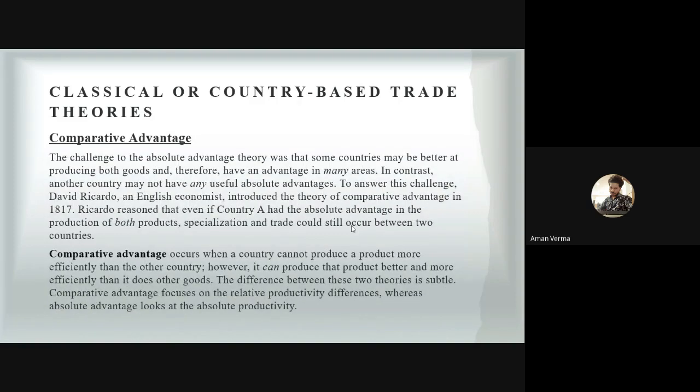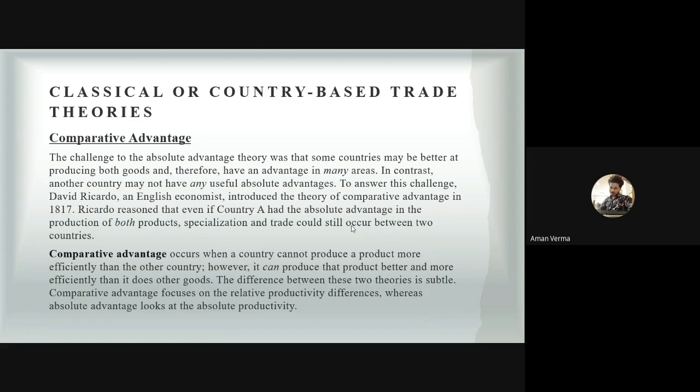The challenge of the absolute advantage theory was that some countries may be better at producing both goods and therefore have an advantage in many areas. In contrast, another country may not have any useful absolute advantages. To answer this challenge, David Ricardo, an English economist, introduced the theory of comparative advantage in 1817. Ricardo reasoned that even if country A had the absolute advantage in production of both products, trade could still occur between two countries.